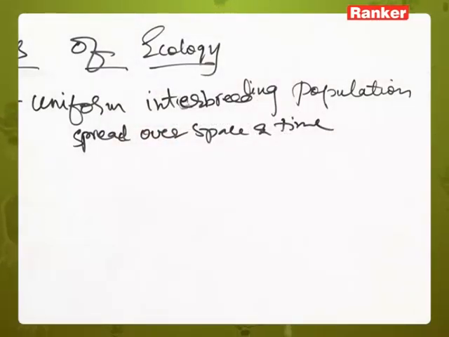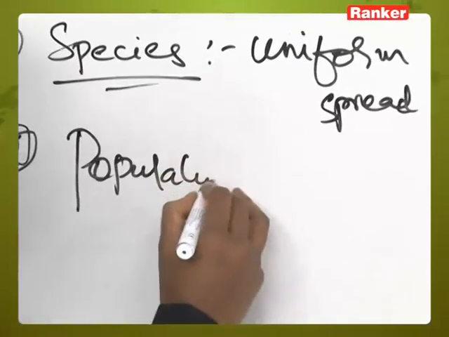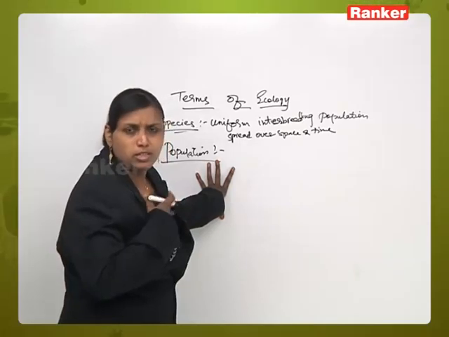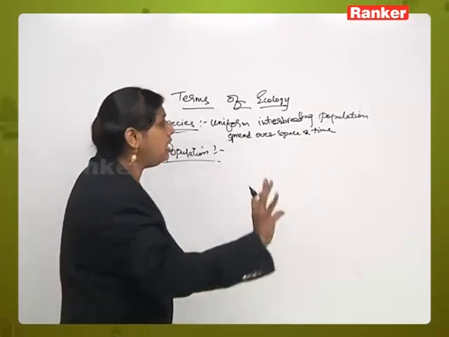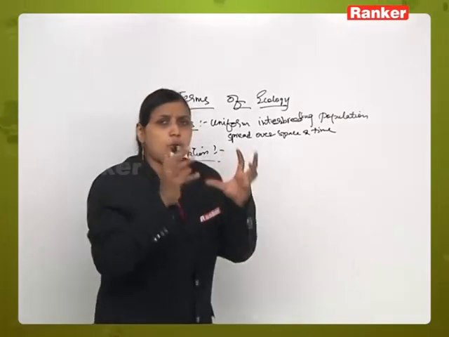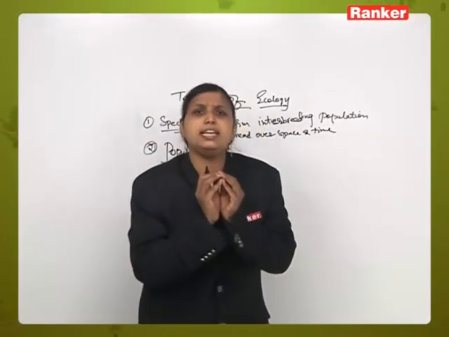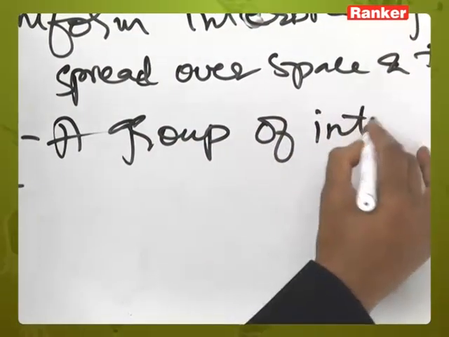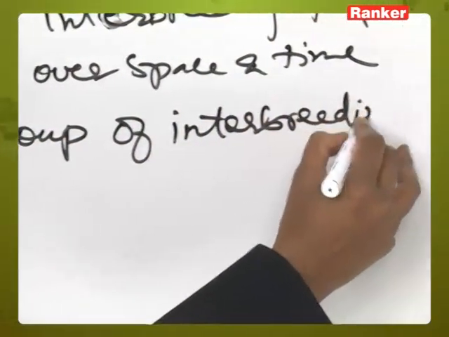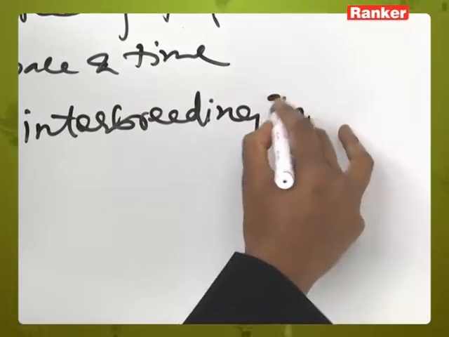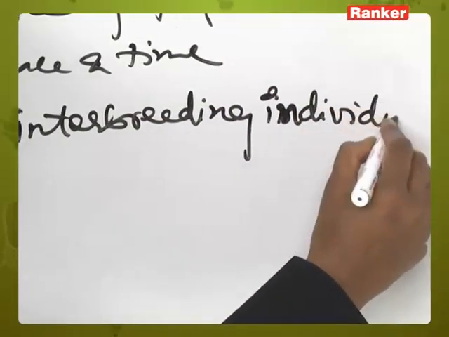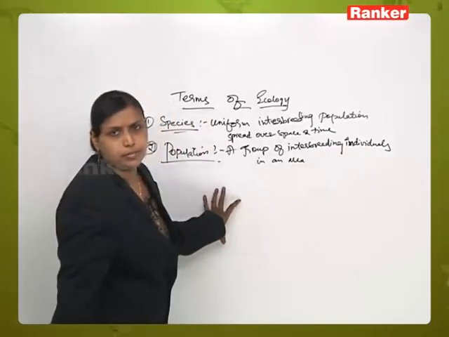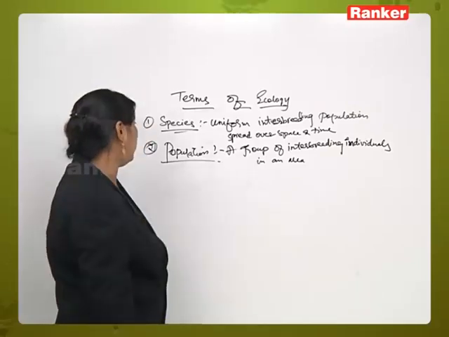Now the next term is population. What is population? Human beings are one population, male population, female population, right? So it is nothing but a group of interbreeding individuals in an area. A group of interbreeding individuals in an area is called a population.